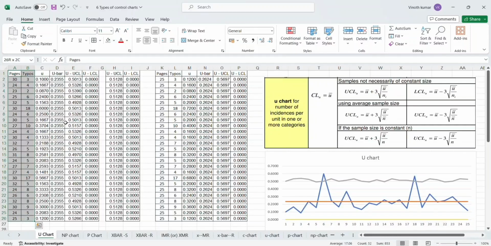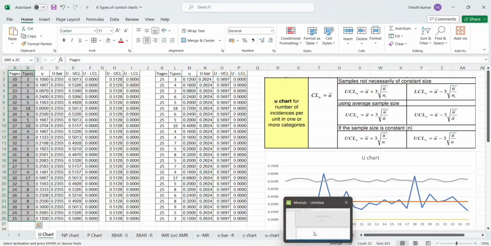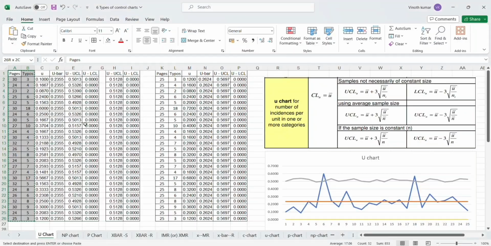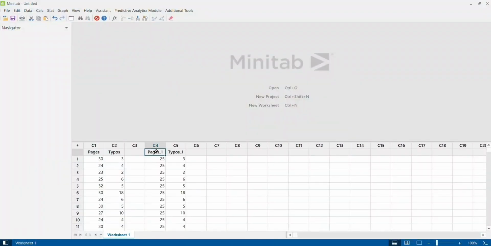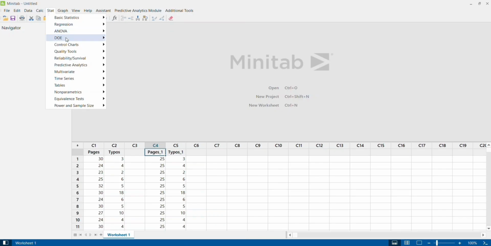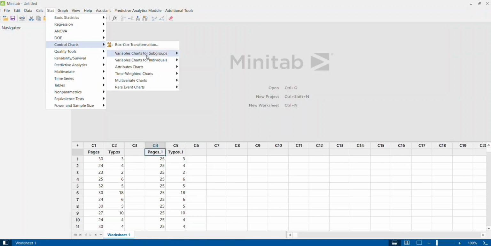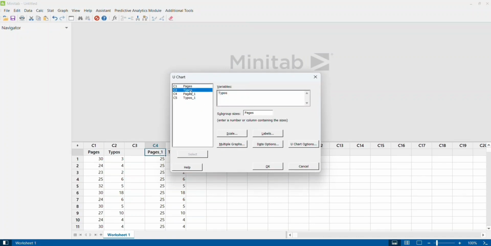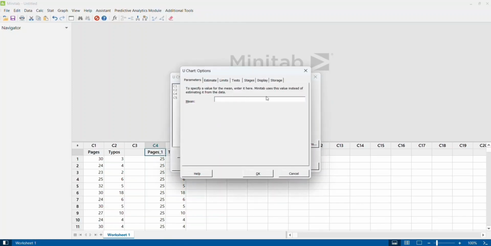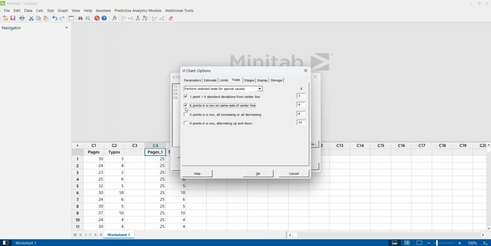So let me copy this data to Minitab. Let me also copy the other set of data where we have a fixed subgroup. Let me paste it here. So let me click on Stat, Control Charts, and within Control Charts I go to Attribute Data for U chart. The first time I'm going to select typo errors as my chart variable and pages as my subgroup size, and this subgroup is varying. Again I click on U chart options, I go to Tests, I put a tick mark on all these tests that I have to check for Poisson distribution, for statistical abnormality.